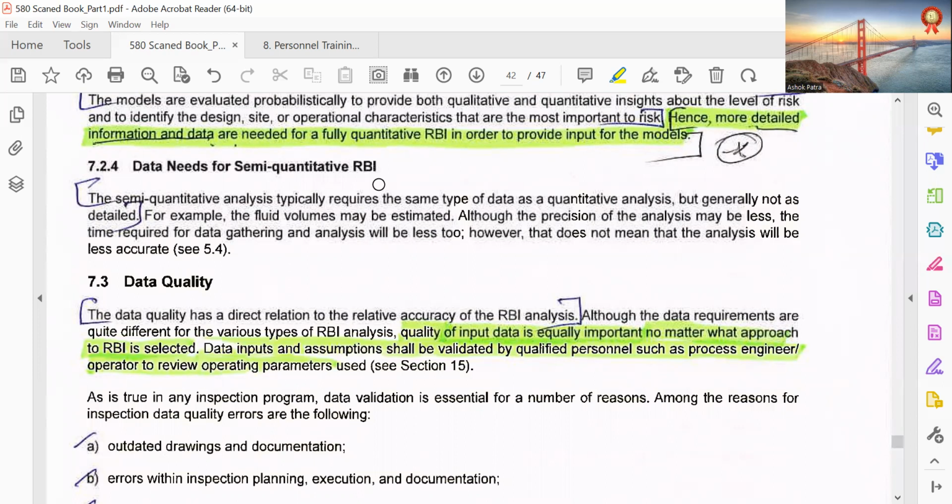Data quality has a direct relation to the relative accuracy of RBI analysis. Quality of input data is equally important no matter which RBI approach is selected. The data inputs and assumptions shall be validated by qualified personnel, such as a process engineer or operator, to review the operating parameters used.